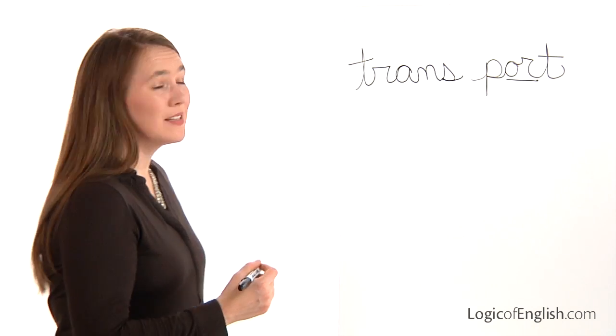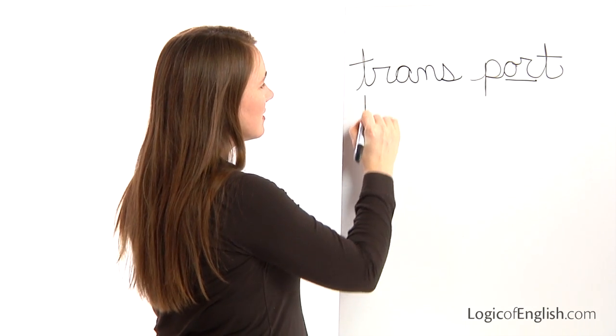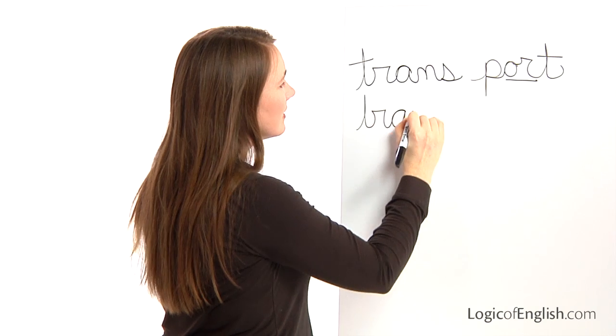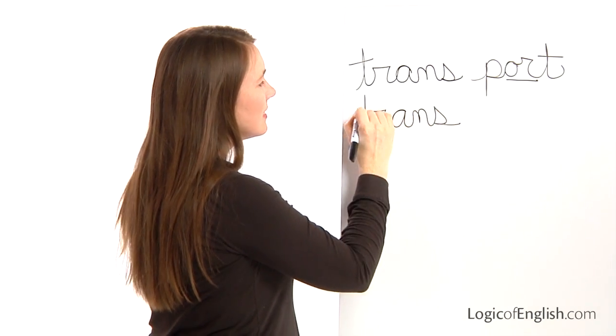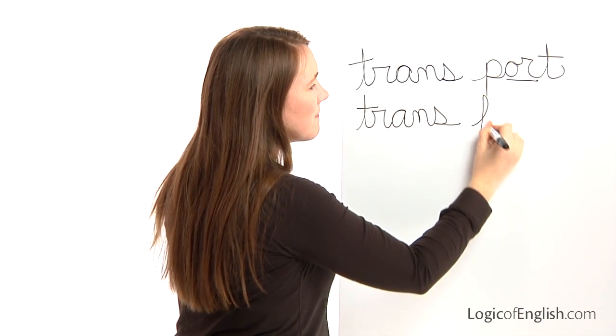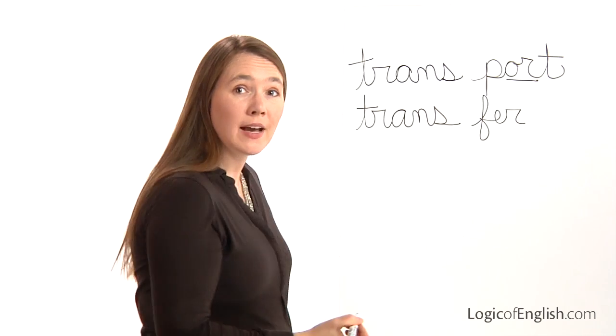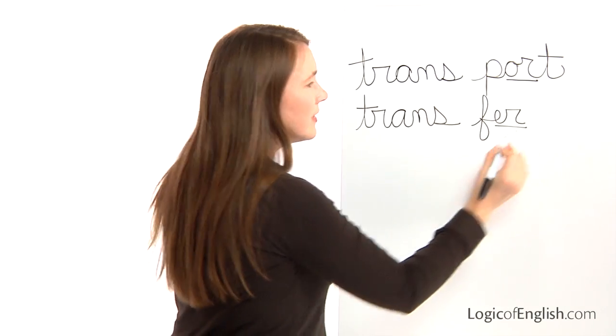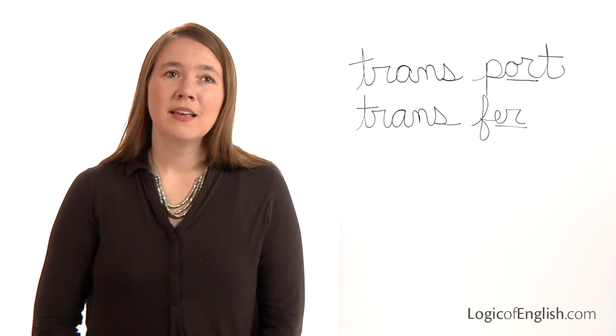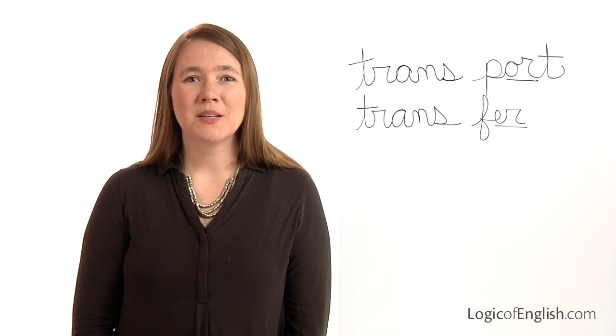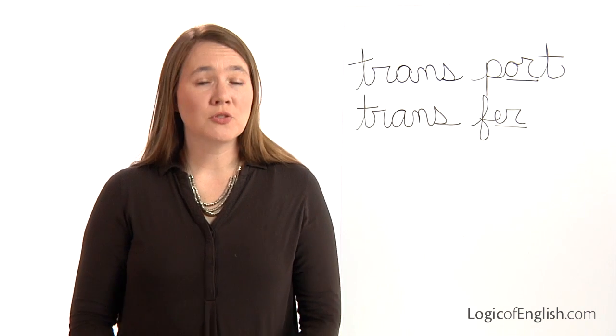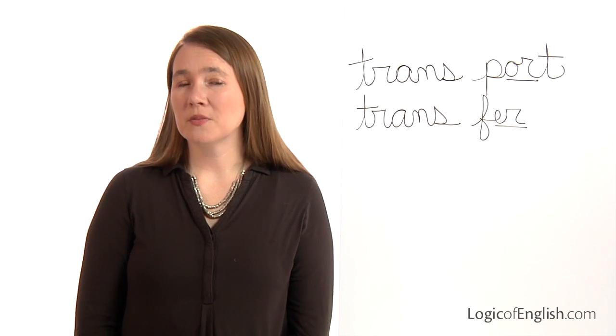And now help me to write it. The first syllable is trans, t, r, a, n, s. The second syllable is fur, f, u, r. And how will you mark it? You'll underline the ur. The next word is transplant. The girls will transplant the flowers this weekend.